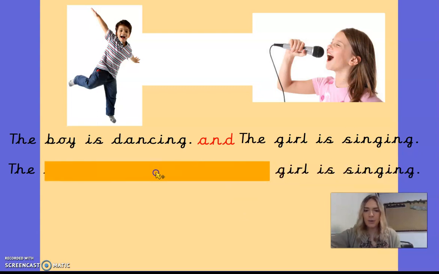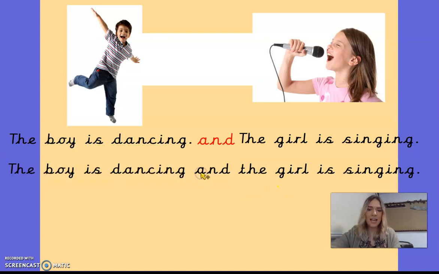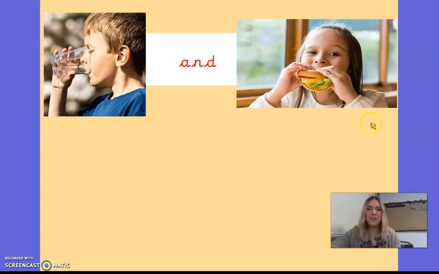So next I'm going to move my box and cover up the start of the sentence. So now I've got the girl is singing. Does that make sense as a sentence on its own? Yes, it does. So I have used and correctly to form a compound sentence, and well done if you did too. We're going to have a go at another one then.